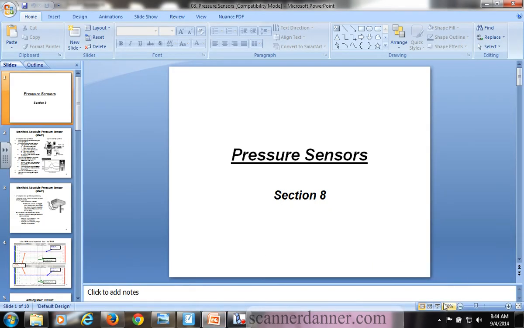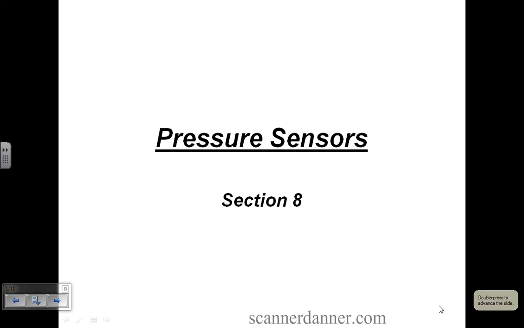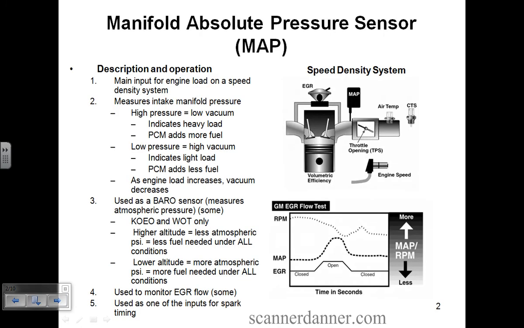Again, pressure sensors is where we are. We'll do this part briefly. I just need you to understand what the MAP sensor is used for, and then we'll talk about the testing part here in a minute. So just like Section 7, potentiometers was the title, but then we went right into the TPS. Same way for Section 8.